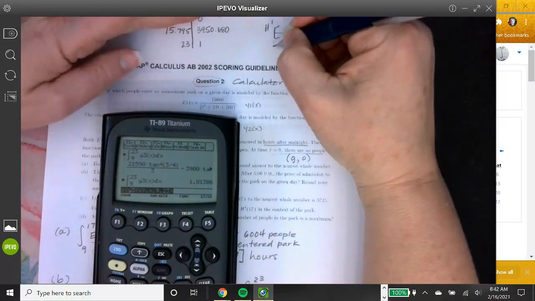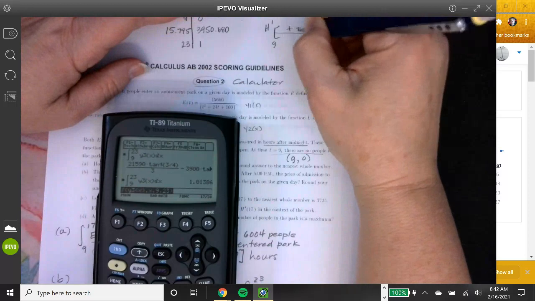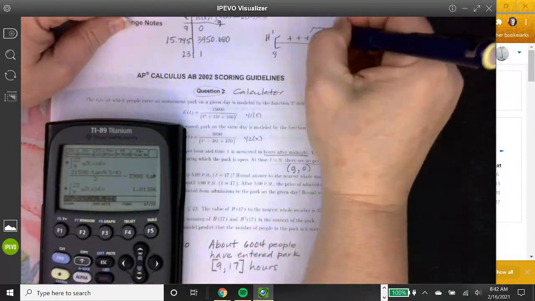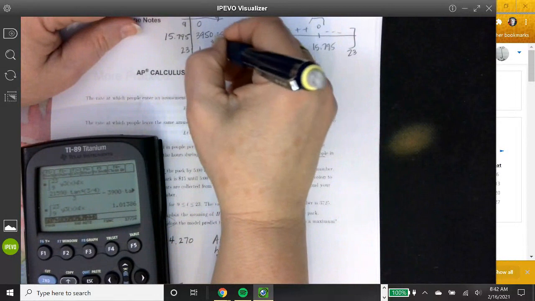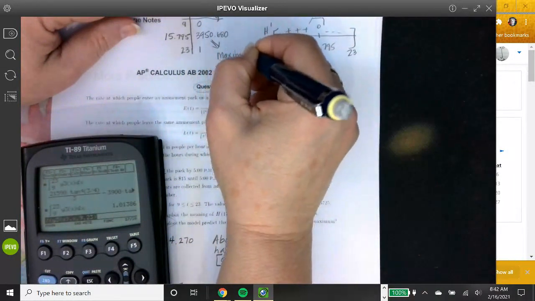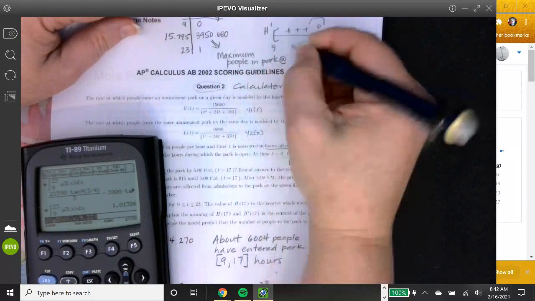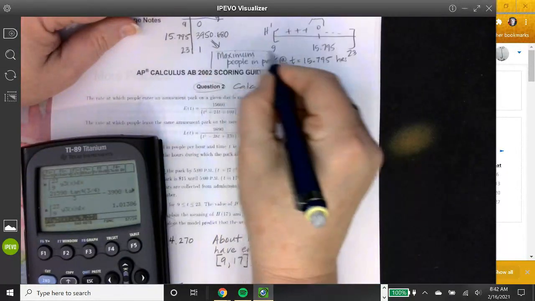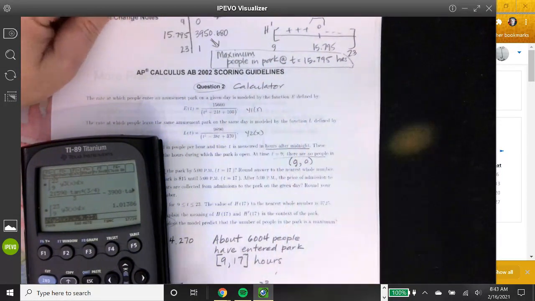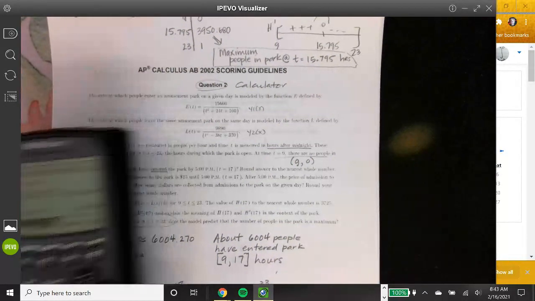Okay, and so I'm going from 9 to 23 here. And remember, this is 15.795. And I was positive here and then negative. So I know that's my maximum. So the question's asking, at what time does the model predict that the number of people in the park is a maximum? So I would say maximum people in park at t equals 15.795 hours. Okay, now my justification is the chart. And why did I have to use a chart? Because I had a closed interval between 9 and 23, and you have to check the endpoints because of the extreme value theorem of calculus, okay?